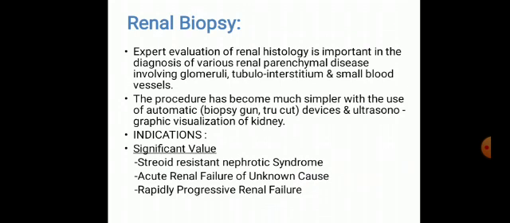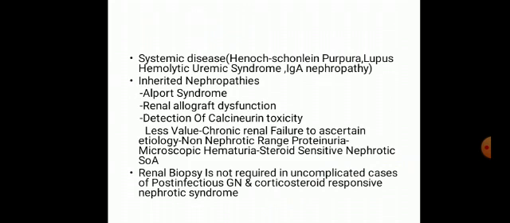Indications include: it has a very good or significant value in diagnosis of steroid resistant nephrotic syndrome, acute renal failure of unknown cause, and rapidly progressive renal failure. Systemic diseases like Henoch-Schonlein purpura, lupus, hemolytic uremic syndrome, IgA nephropathy, inherited nephropathies like Alport syndrome, renal allograft dysfunction, detection of calcineurin toxicity.